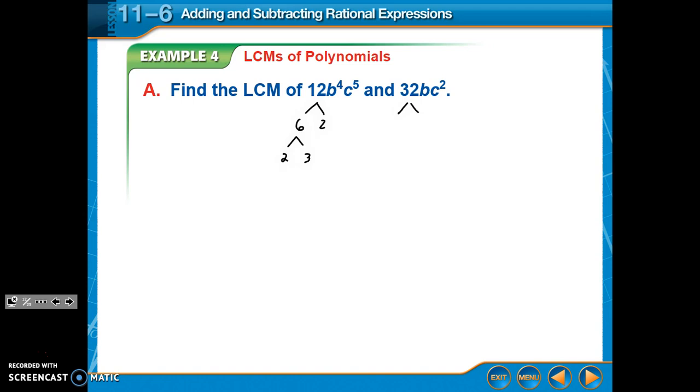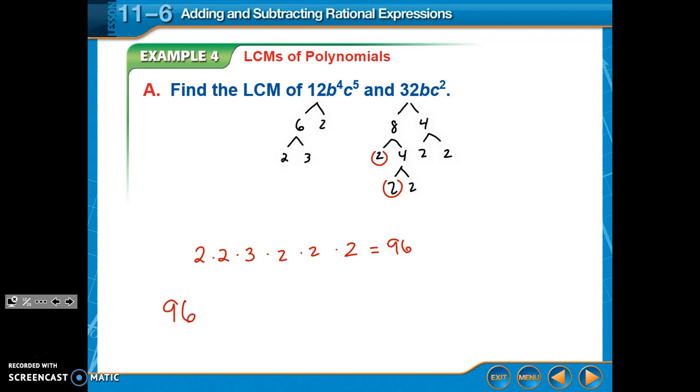Okay, and then looking at 32, the first number that pops in my head is 8 and 4, but then we can break these up. I can say 2 and 4, and then 4 breaks up into 2 and 2, and this one also breaks up into 2 and 2. So what we're going to do, we have to account for everything in this list. So from this list, I need at least 2 2's and a 3. From this one, I already counted 2 2's. Okay, so that means I need to add 3 more 2's. So 2 times 2 times 2. So when I multiply all these together, that's going to be the least common multiple of the numbers 32 and 12. So when I do this, I get 96. So my least common multiple is going to be 96.